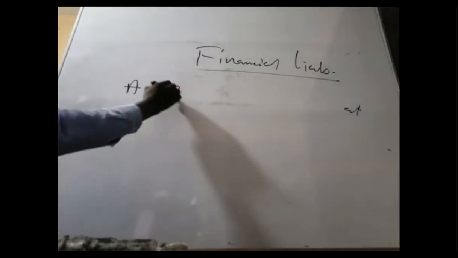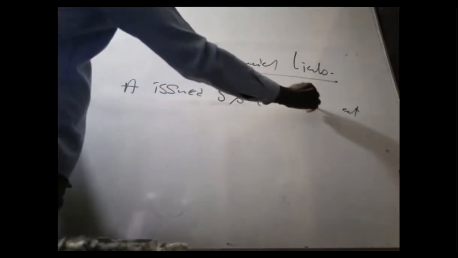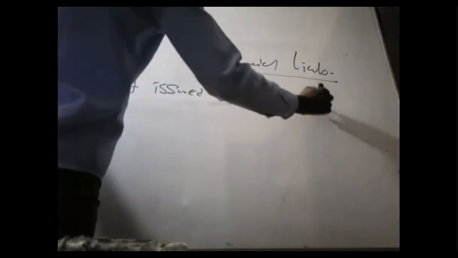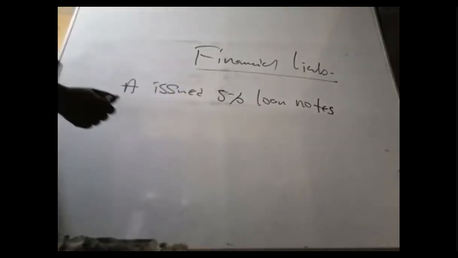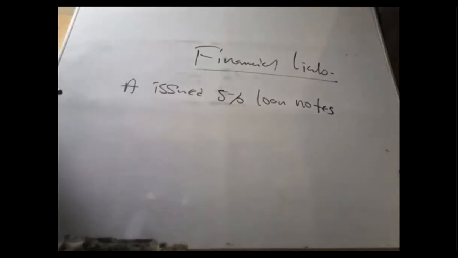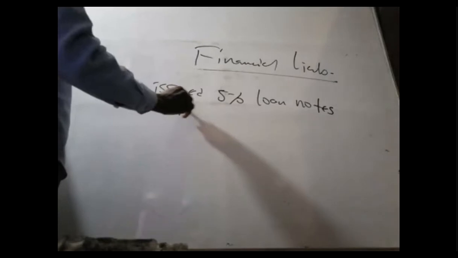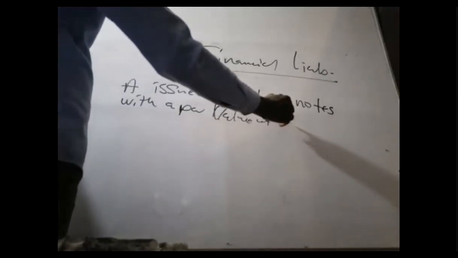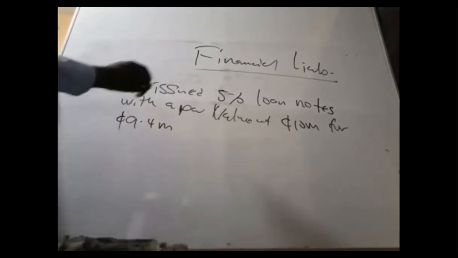So let's assume we have a debt. Company A issued a 5% loan note with a par value of 10 million for 9.4 million cedis. Full stop.